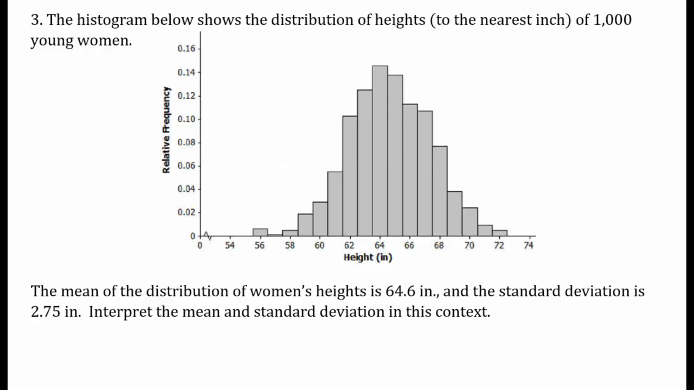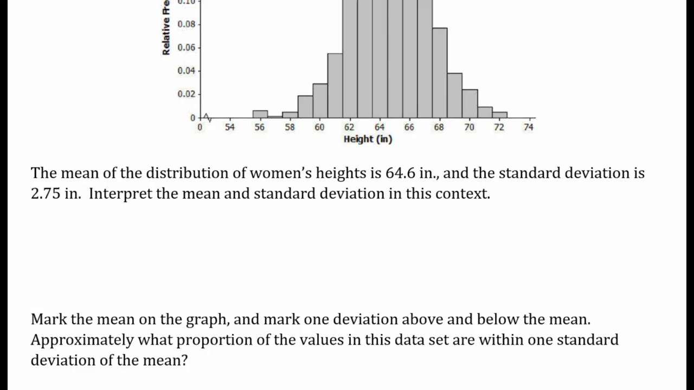And finally, number 3, the histogram below shows the distribution of heights to the nearest inch of 1,000 young women. So it's a relative frequency histogram, so this is representing percentages here. The mean of this distribution is 64.6, and the standard deviation is 2.75 inches. Interpret the mean and standard deviation in this context.